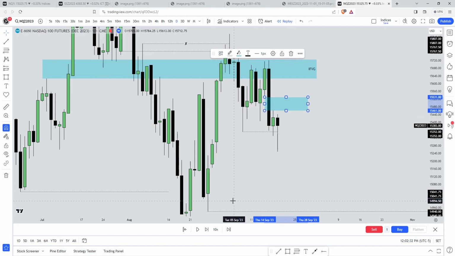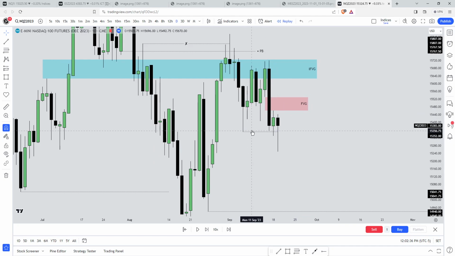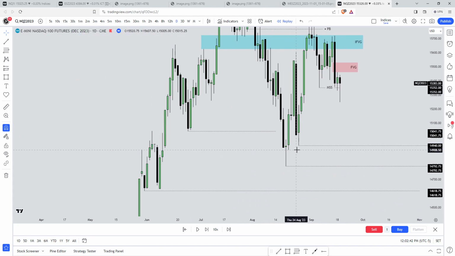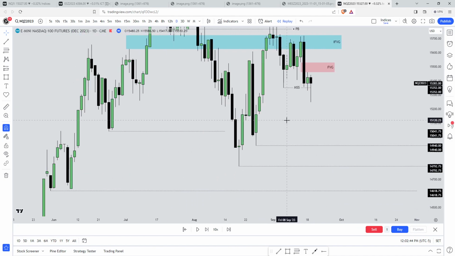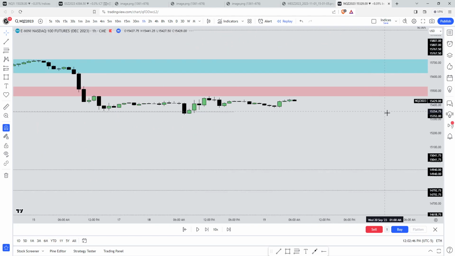But on the daily, we create a shift lower in market structure, creates a daily fair value gap and a market structure shift lower. Where is price likely now to target? It's likely now to target the liquidity lower. So now we have a daily bearish bias. I can now go into a lower time frame.